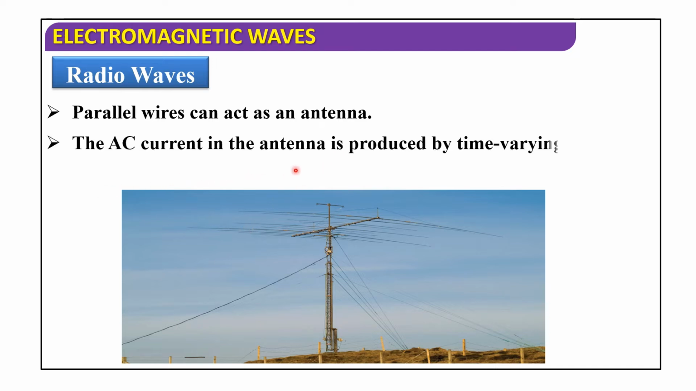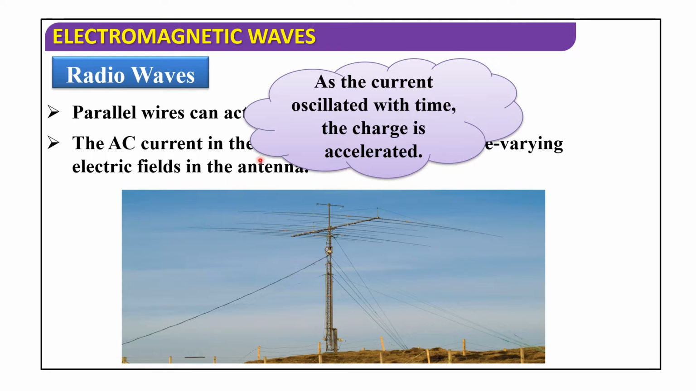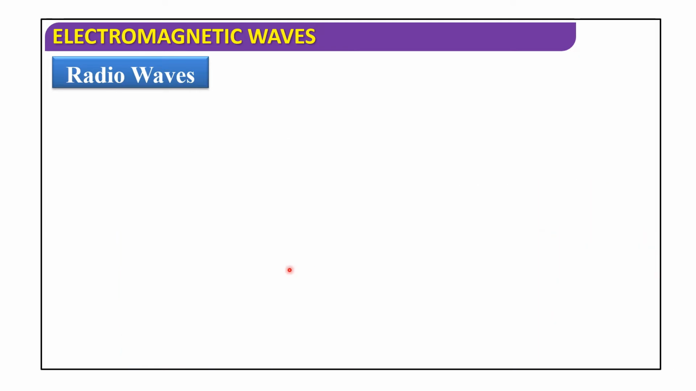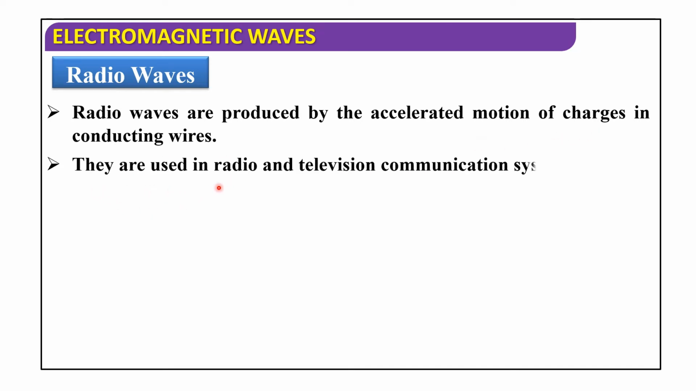The AC current in the antenna is produced by time varying electric fields in the antenna. This produces a time varying magnetic field and the electromagnetic wave, that is EM wave. As the current oscillates with time, the charge is accelerated. In general, when an electric charge is accelerated, it produces electromagnetic radiation. Radio waves are produced by the accelerating motion of charges in conducting wires. They are used in radio and television communication systems.